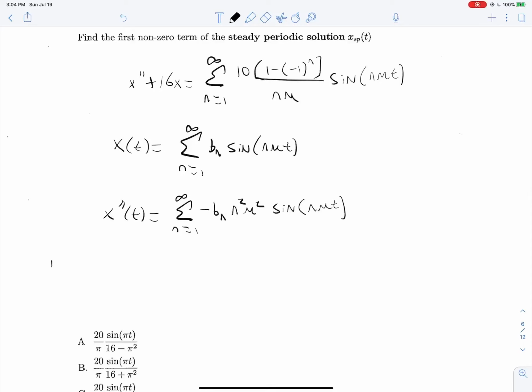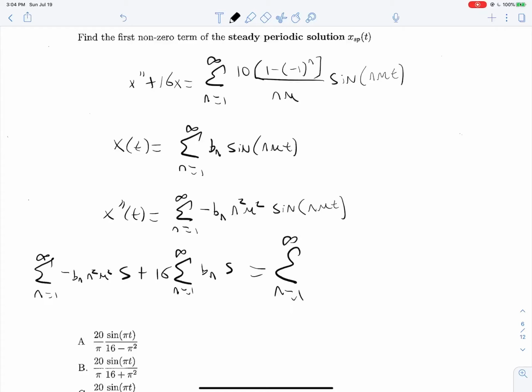So this is going to be a long one. We have the sum from n equals 1 to infinity of negative b_n n squared pi squared. And instead of writing the sine, because we're going to cancel it out in a second, I'm just going to put a big S. Then we have plus 16 times the sum from n equals 1 to infinity of b_n, and I'm not writing the sine, is equal to our function, the sum from n equals 1 to infinity of 10 times 1 minus negative 1 to the nth power over n pi S.